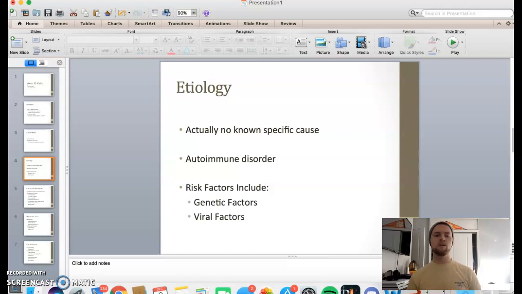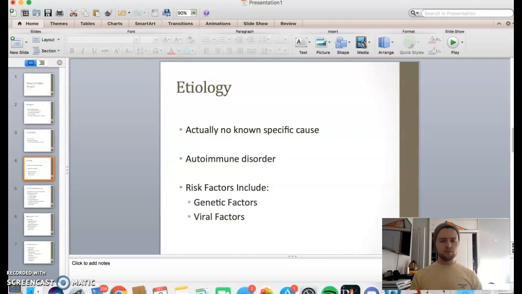There's also viral factors. The disease could be triggered virally in some cases, they found that, but again, it's generally classified as an autoimmune disorder, and that's what causes it, the body attacking its own beta cells that produce the insulin. And then there's just no insulin produced by the end.